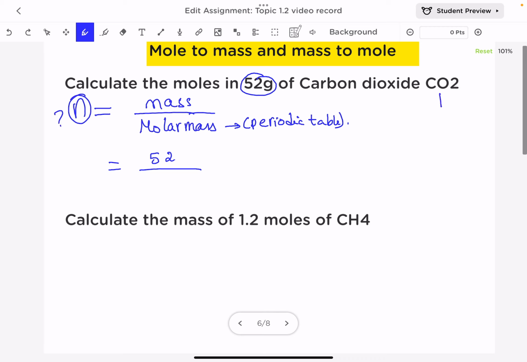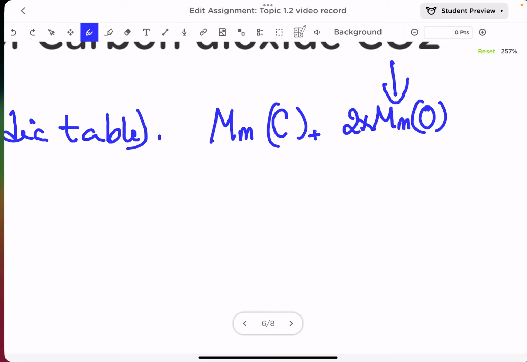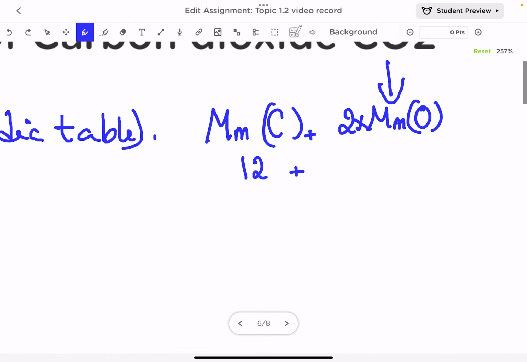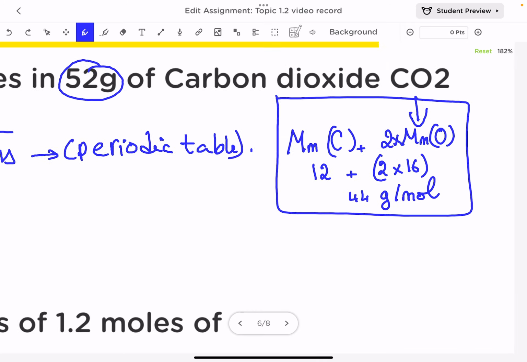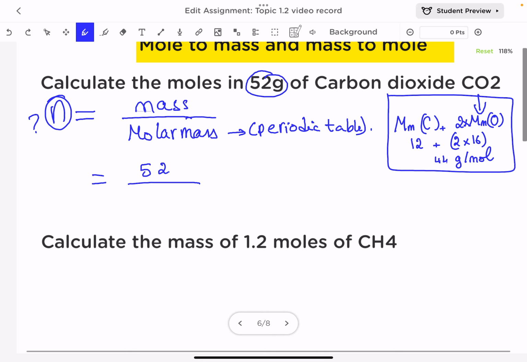So the molar mass of carbon dioxide, we need to find it in the periodic table. So the molar mass is molar mass of carbon plus molar mass of oxygen twice, because in this formula we have CO2. Now in the periodic table, the molar mass of carbon is 12 and the molar mass of oxygen is 2 by 16, and that is equal to 44 grams per mole. So here's the molar mass of CO2. So this 44 gram per mole, we will substitute it here.